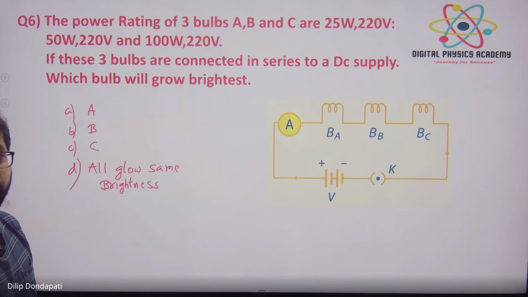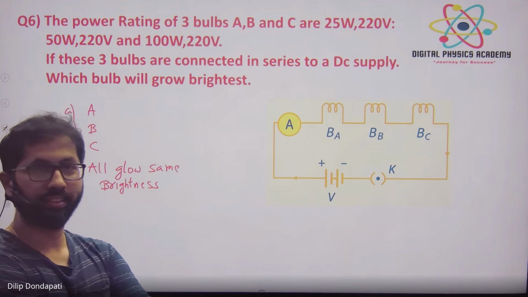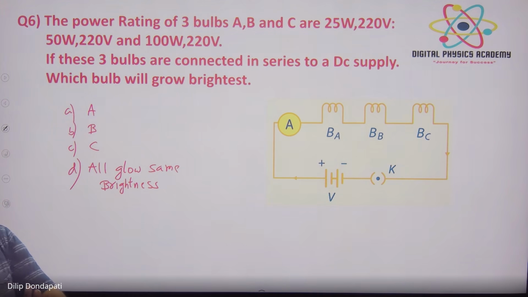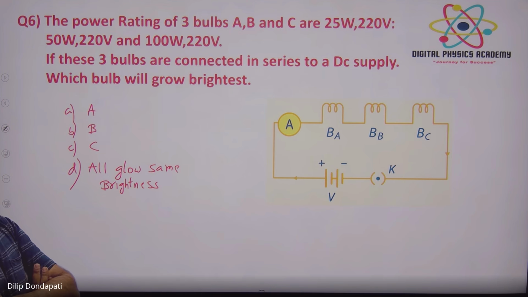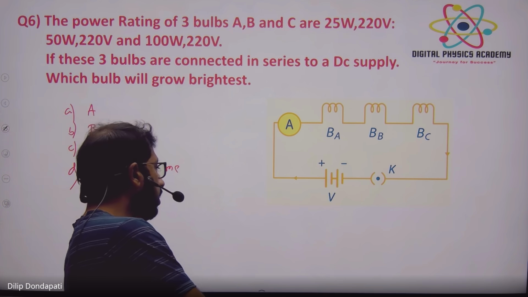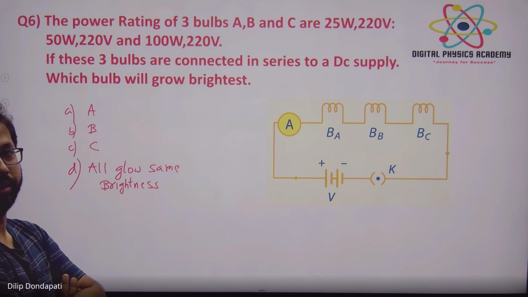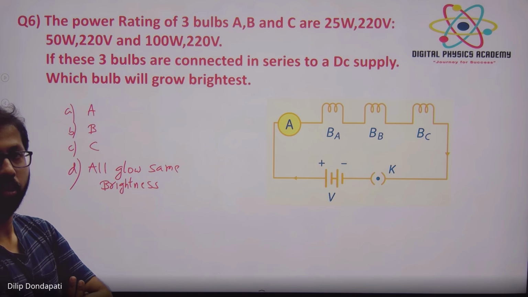So look, we are doing it. Tell me Satvik, what is the idea we have to follow? Tell me which one will glow with more brightness. So how to do it? Individually the 100 one will glow more, but connected in series, which one is it? I told you power decides the brightness. The more power it consumes, the more the brightness.